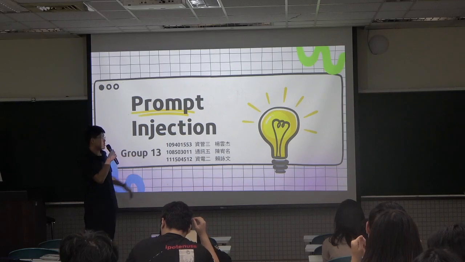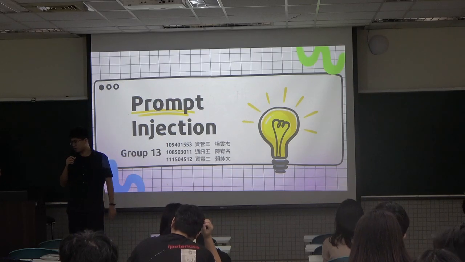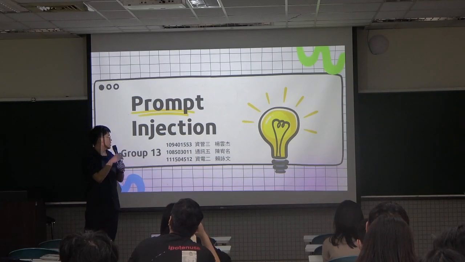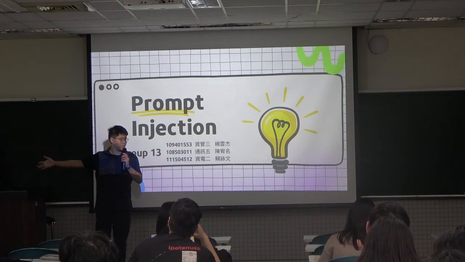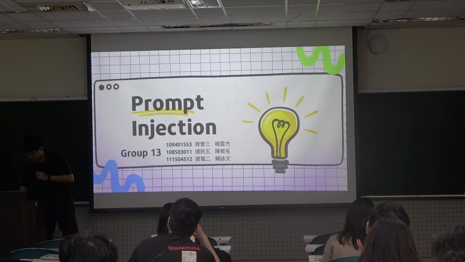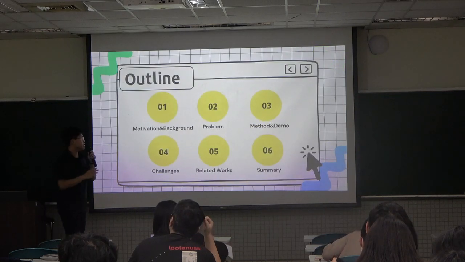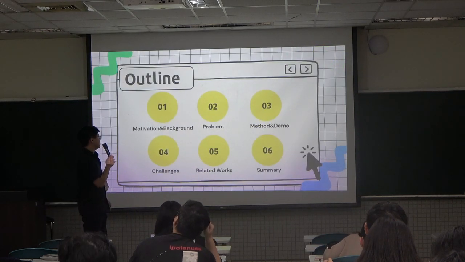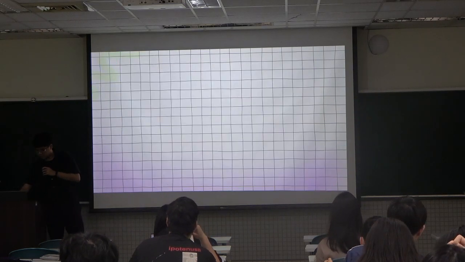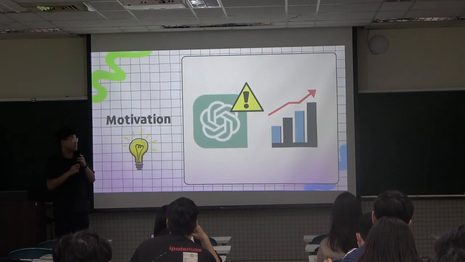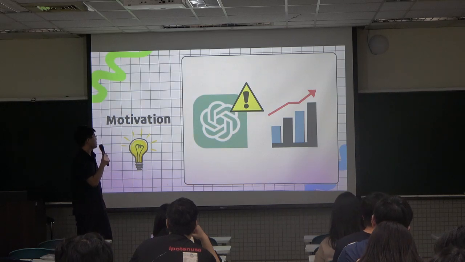We are group 13, and today we are going to talk about prompt injection. I am Yang Minjie, and this is Chen Yongming and Lai Yongwen. This is our outline. We split it into 6 parts. Let's talk about our motivation.